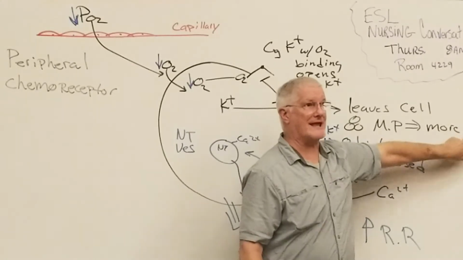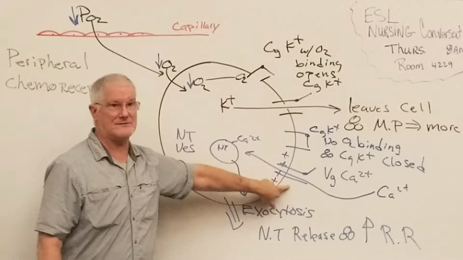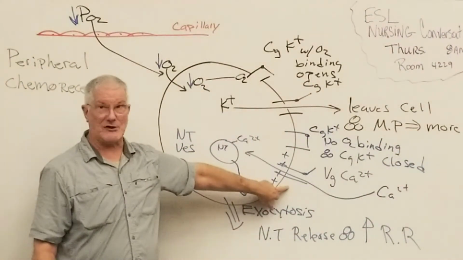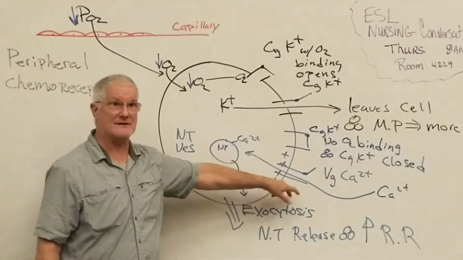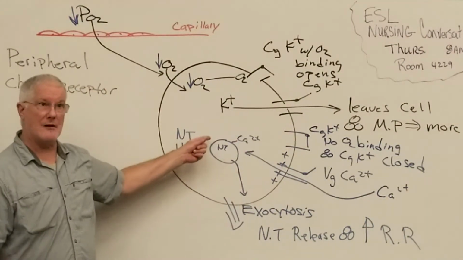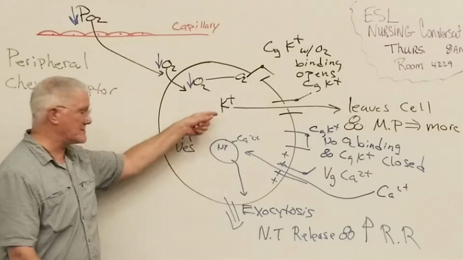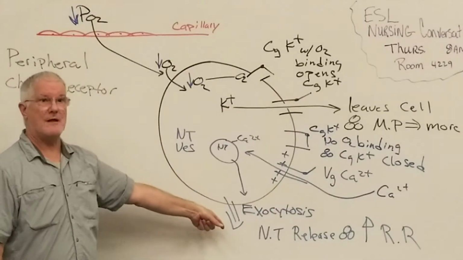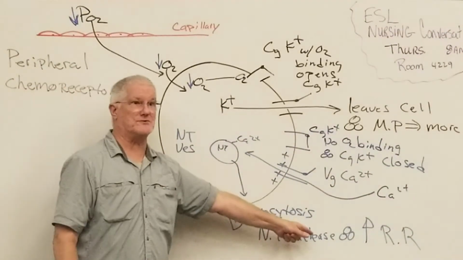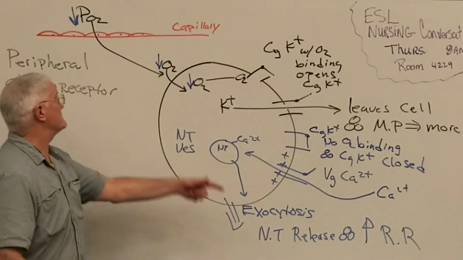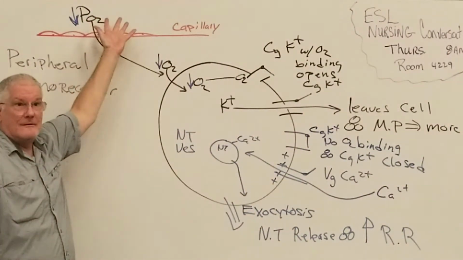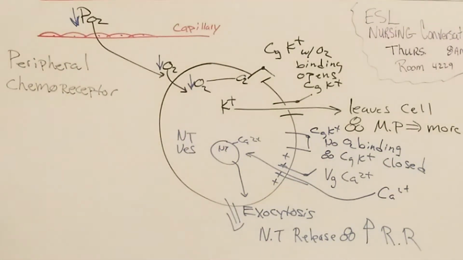If the cell's more negative, can we open up voltage-gated calcium channels? Nope. And if we can't open up voltage-gated calcium channels, can calcium come in? No. If calcium can't come in, can we have exocytosis of neurotransmitters? No. Which means we're not going to increase respiration rates, right? Well, that's fine, because we've got oxygen coming in. But now, what if you don't have enough oxygen coming in?